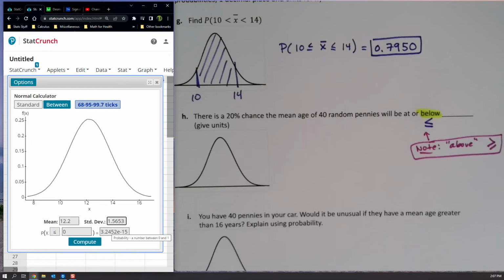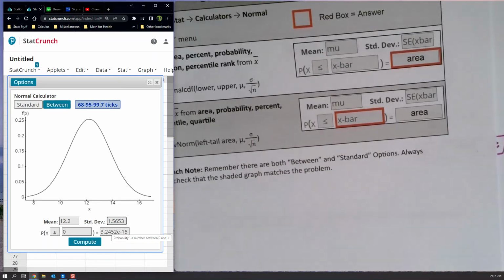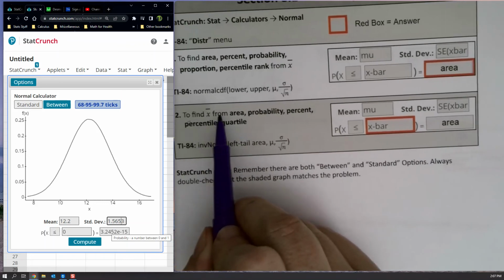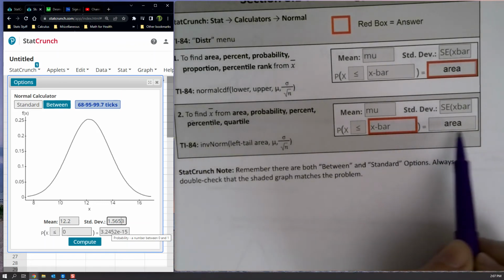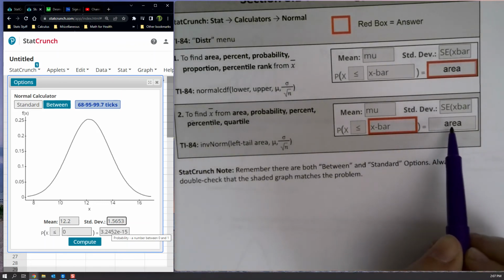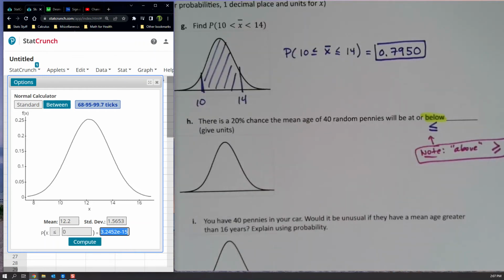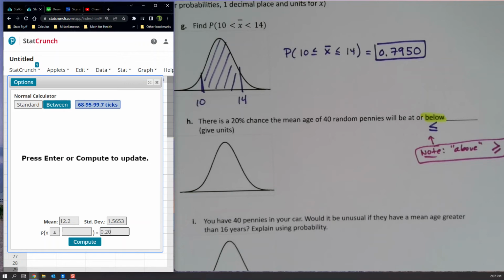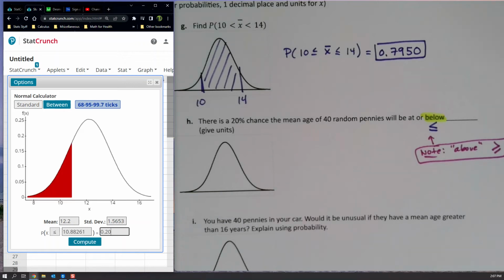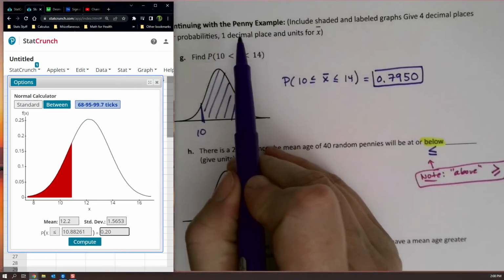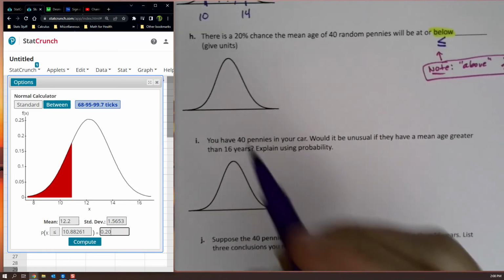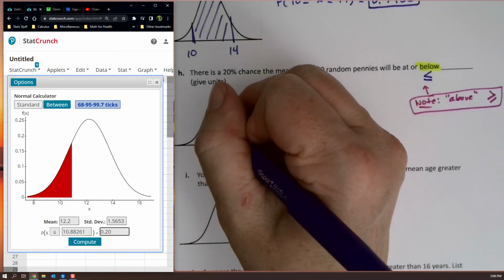We're looking for the mean age. We know the probability. We know it's 0.20. So we know our area. We're trying to find the X bar. We know the area is 0.20, so we're going to put 0.20 over here on the right. There we have it, 10.88. We could round because it says to round to 1 decimal place up here. So we'll say 10.9.